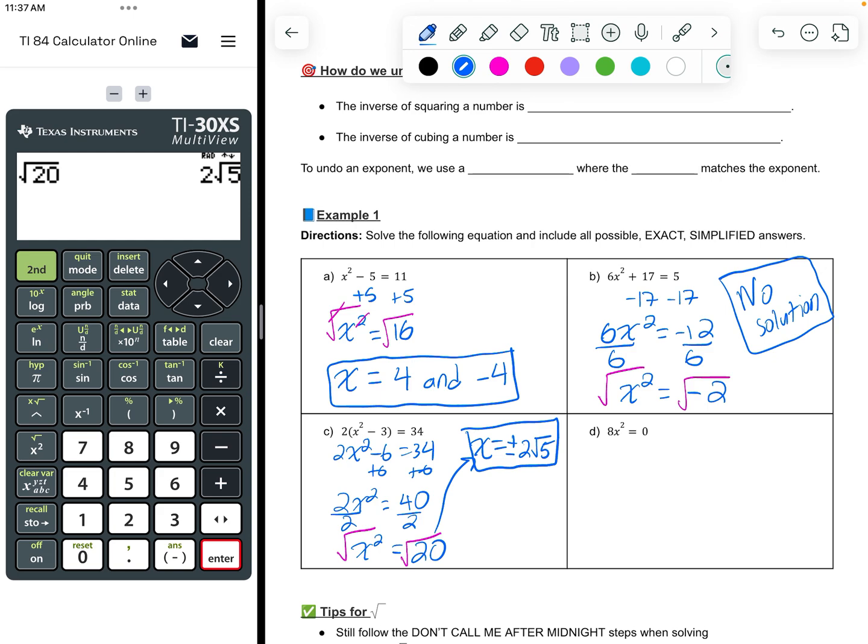All right, last one, D here. We start by dividing both sides by 8. x squared equals 0. Then we square root both sides, and we get x equals 0. Now, because 0 is a unique number with no positive and negative, this is only a one solution answer. So when you end up square rooting 0, you're just going to get one solution, which is x equals 0.